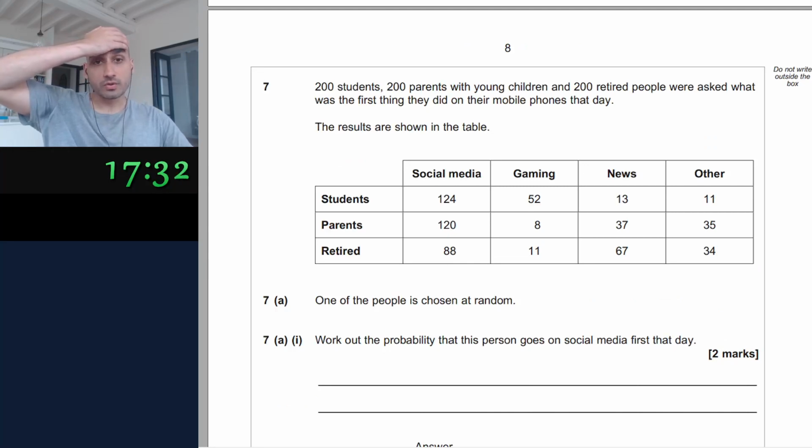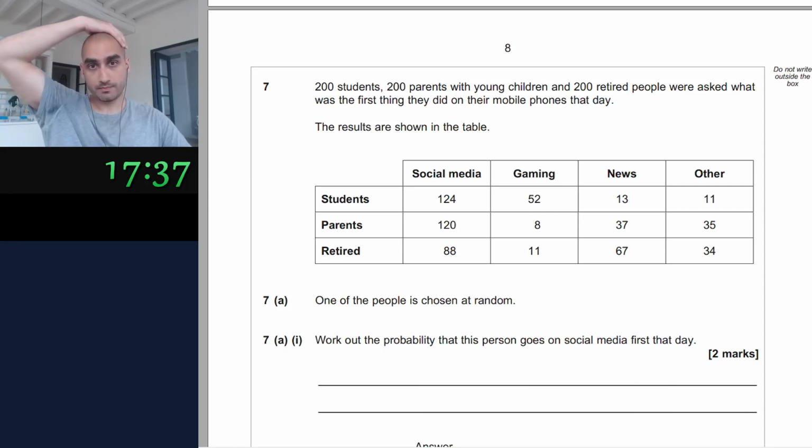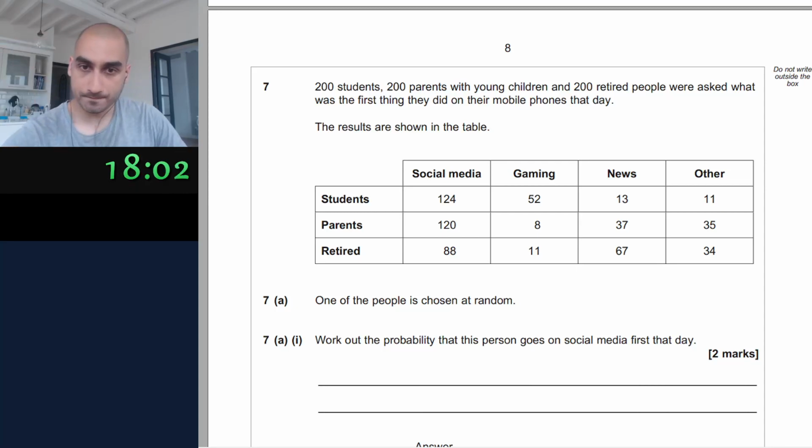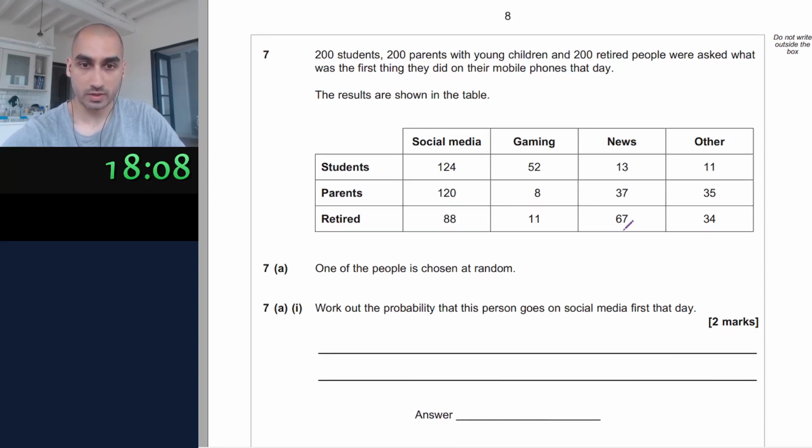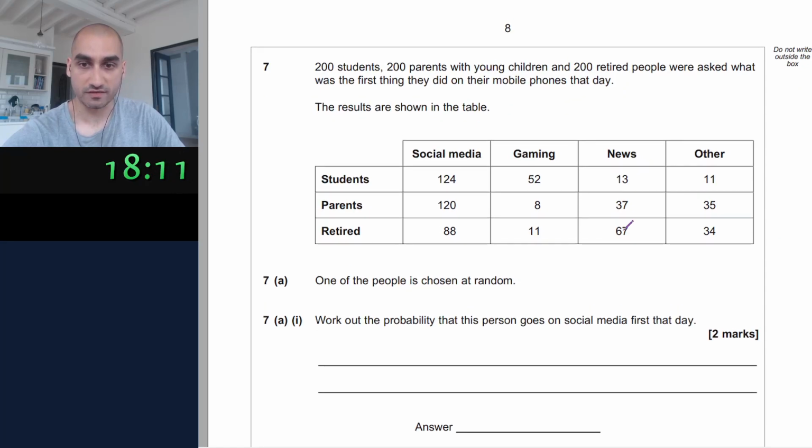All right, we've got 200 students, 200 parents of young children, and 200 retired people. What was the first thing they did on their mobile phones that day? Okay. Students, mainly social media, but quite a bit of gaming. Parents, mainly social media, then news and other. Retired, mainly social media and news. One of the people is chosen at random. Work out the probability that this person goes on social media first that day.